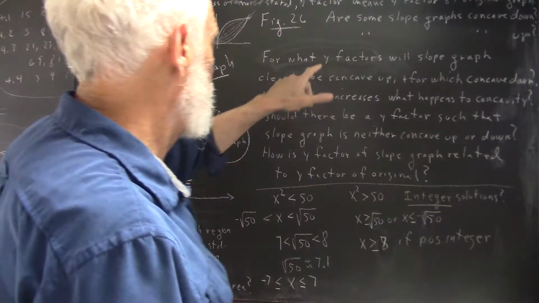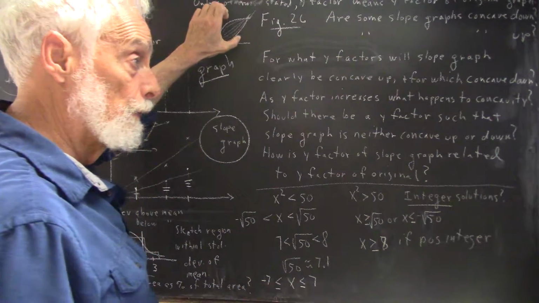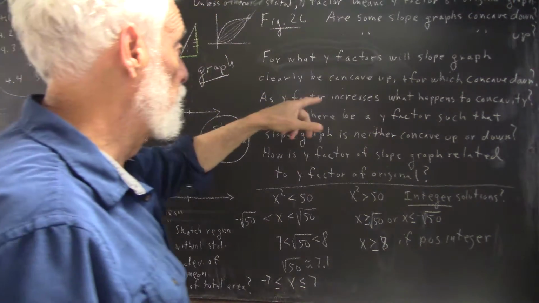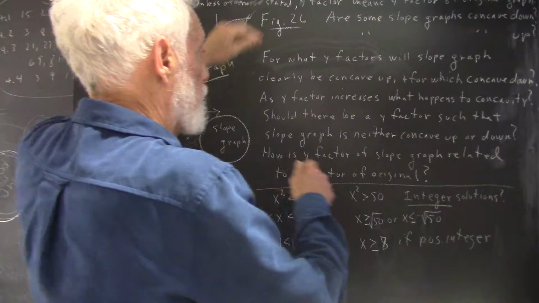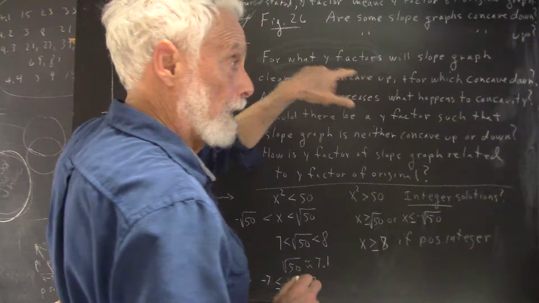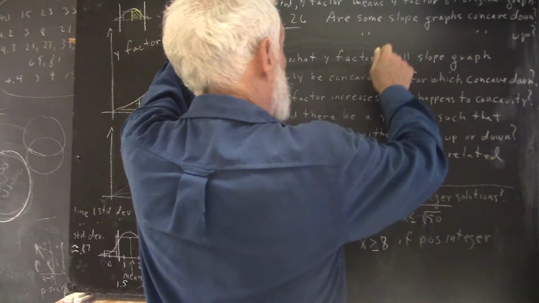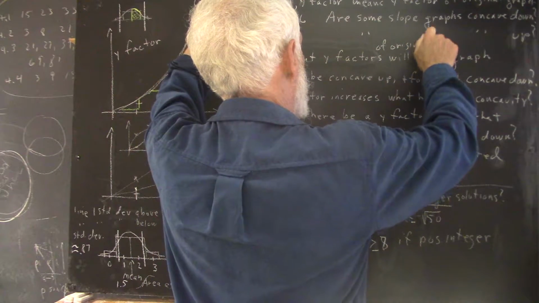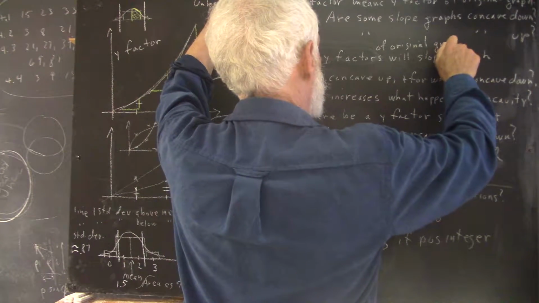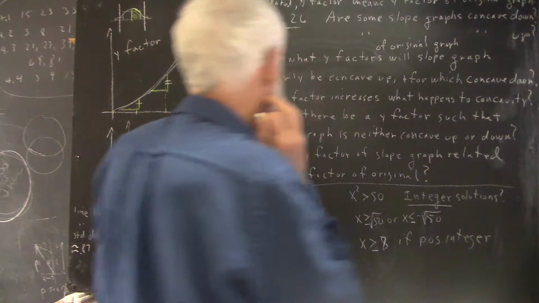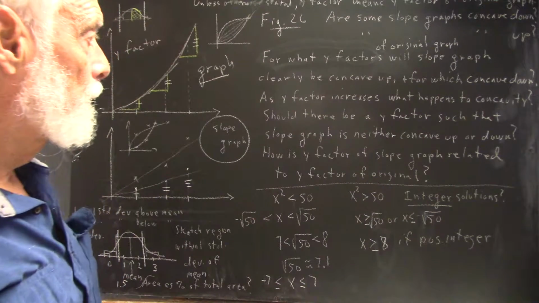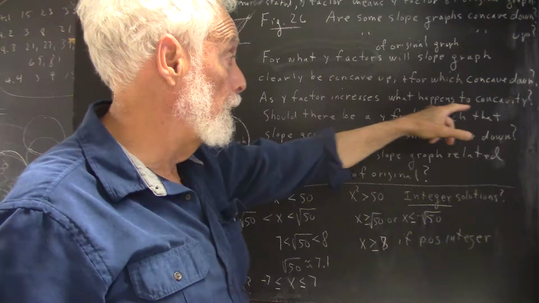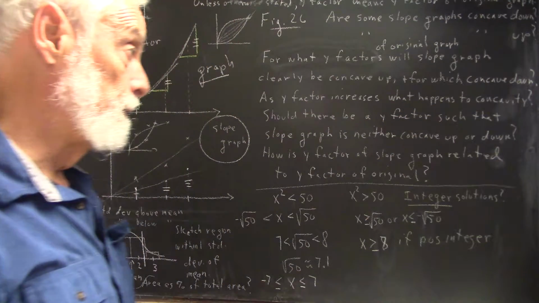Okay, now again, when we say y factors, we mean the y factor of the original graph. For what y factors of the original graph will the slope graph clearly be concave up? For which concave down? Now, I shouldn't have to write this. I don't have to write this, but I'm going to write it. For what y factors of the original graph. Okay. Then, as the y factor increases, what happens to concavity?